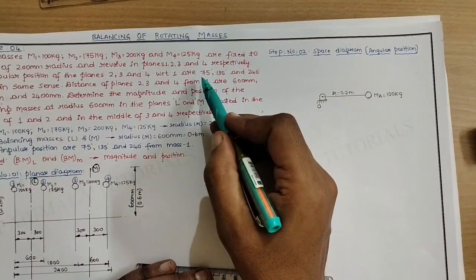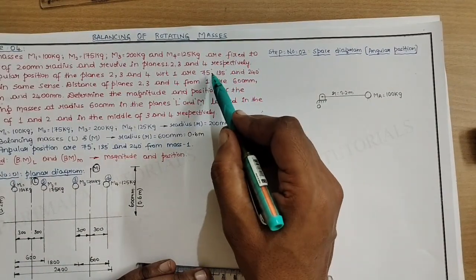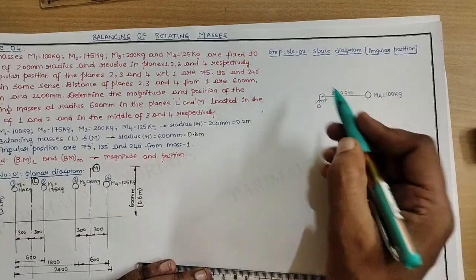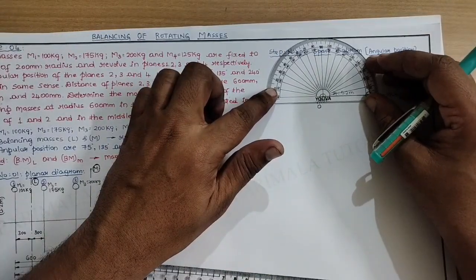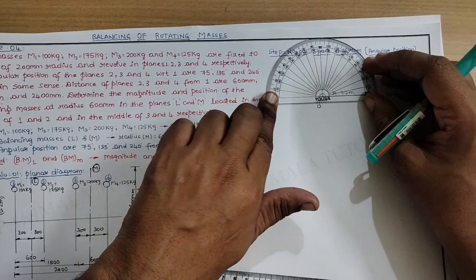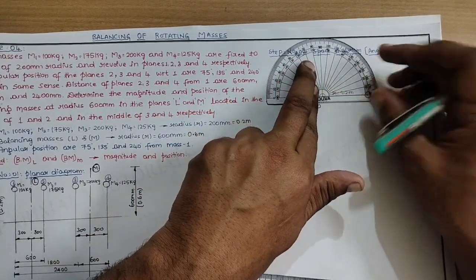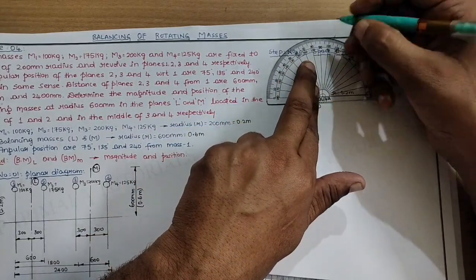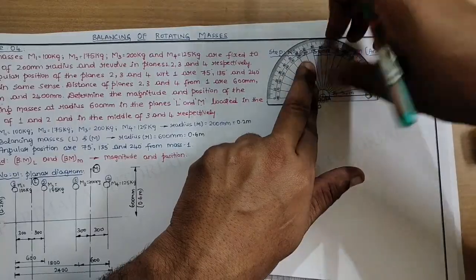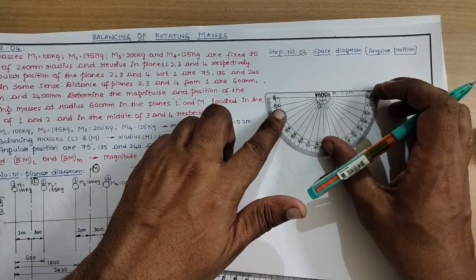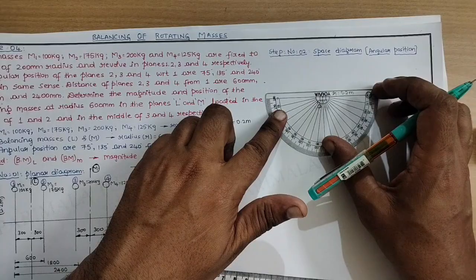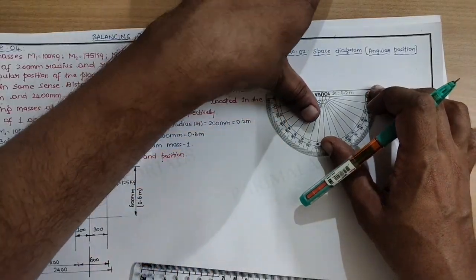Now, I will make use of a compass. I will mark 75, 135, 240 degrees from the same point. Place a protractor at point O. Mark 3 angles, 75, 135 and 240. For 240 degrees, let us keep the protractor in the opposite direction. Already we are having 180 degrees. Add 60 degrees to it.